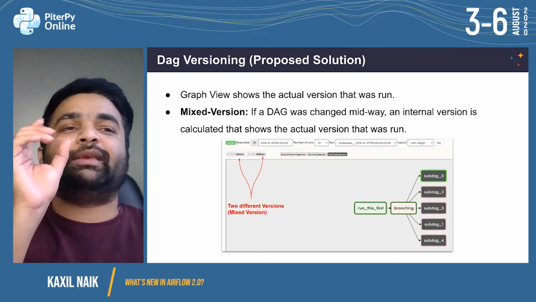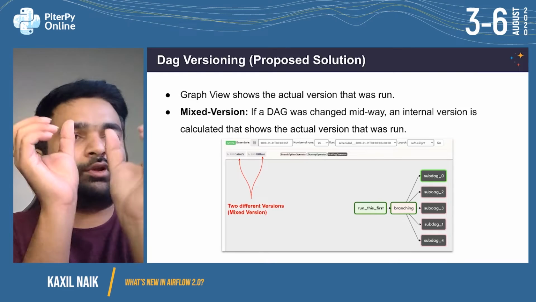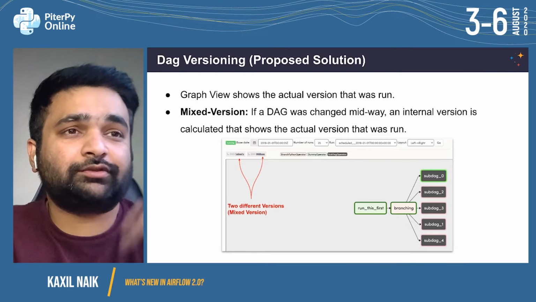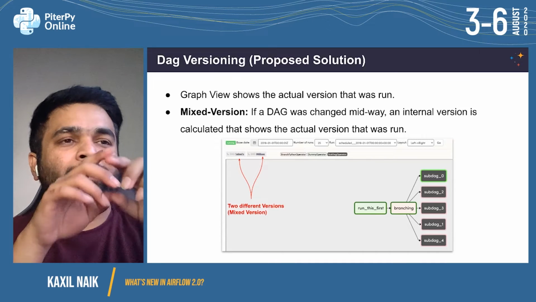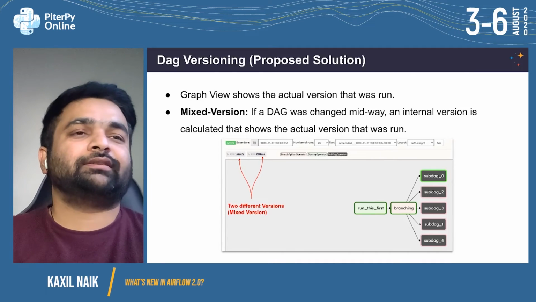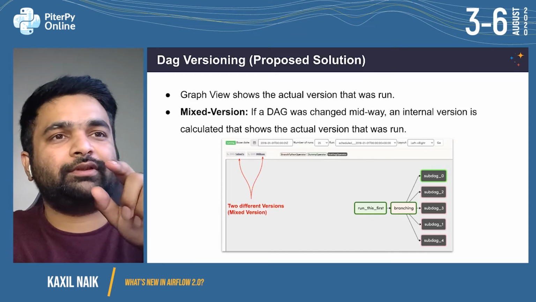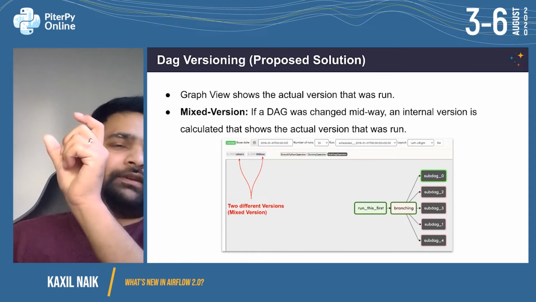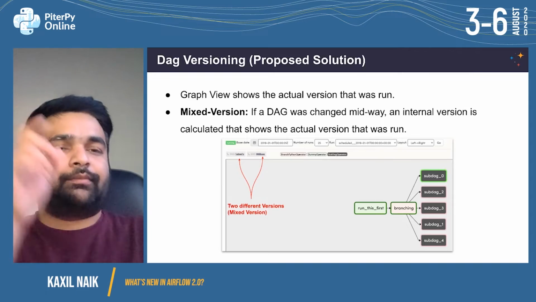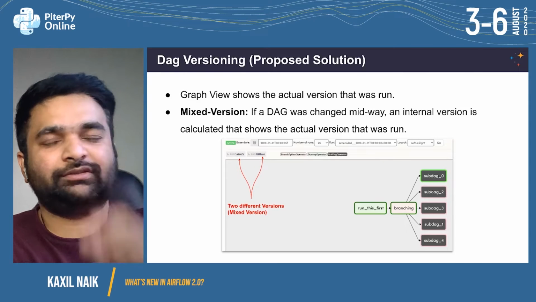Note that you would still be able to see both the versions in the UI, like the figure shows two different versions, and you would be able to click on those versions, which will then highlight the tasks that were in that particular version. So if you hover over the first DAG version, it would just highlight the tasks that were in that version.